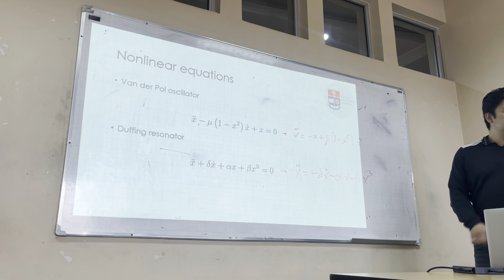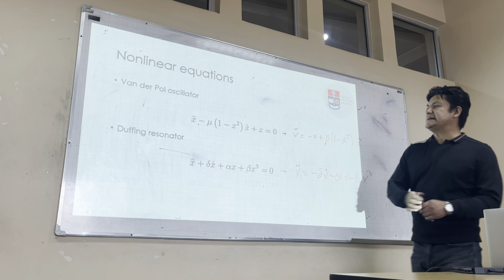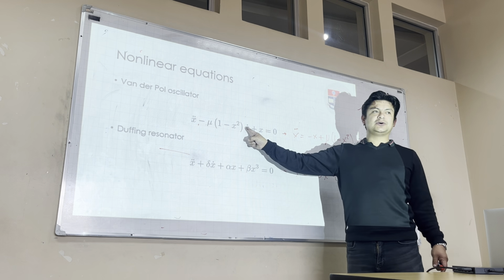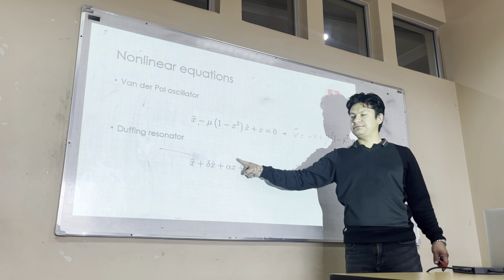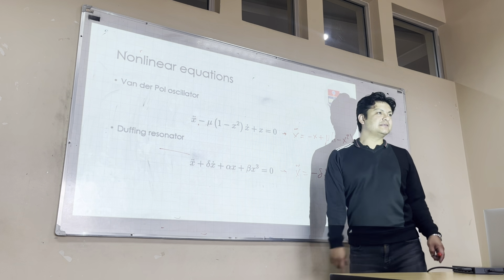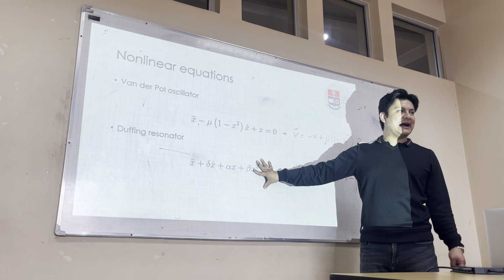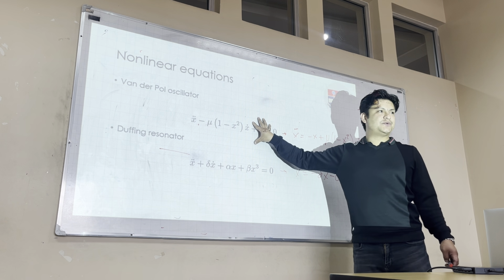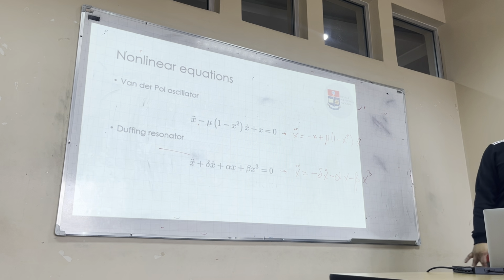What's the difference between the first one and the second? The first one has the nonlinearity in the velocity. The second one has the nonlinearity in the displacement. That's the difference. This is useful for mechanics. This is useful for electronics. So which one are you going to choose? Mechanical one. You're mechanical engineers, aren't you?